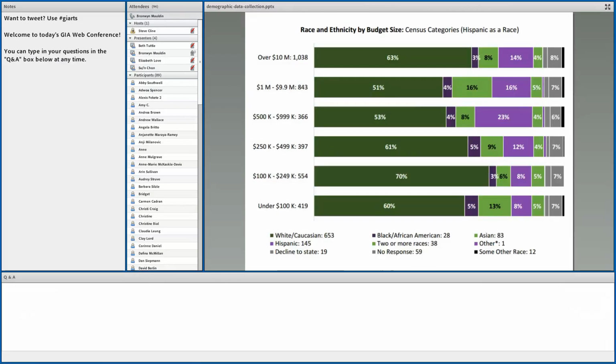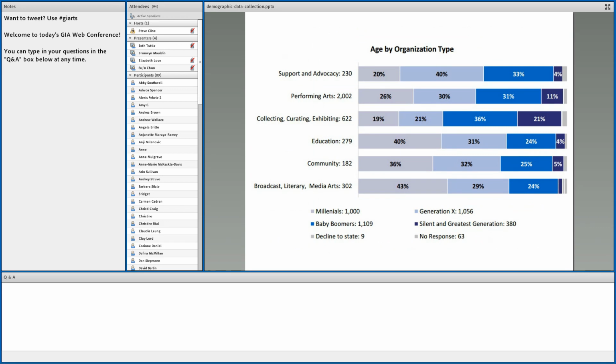But it's when we get into the details that the DataArts survey allowed us to do where we start to see really interesting things. For example, we can break out some of these major categories by budget size and start to see some interesting nuances. If you take a look at race and ethnicity by budget size for our arts workforce here in LA County, you can see that that group of arts organizations with annual budgets between $500,000 and $10 million look a bit different from organizations that are both larger and smaller. So that's one interesting example.